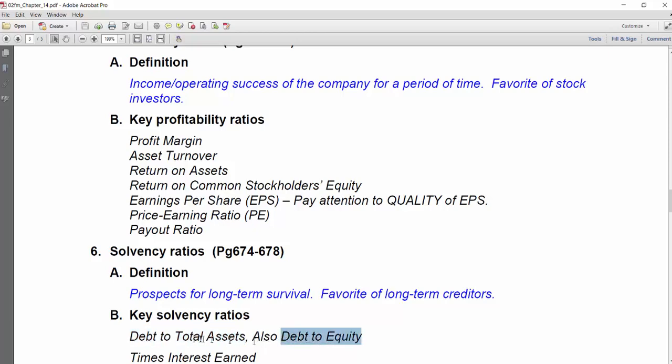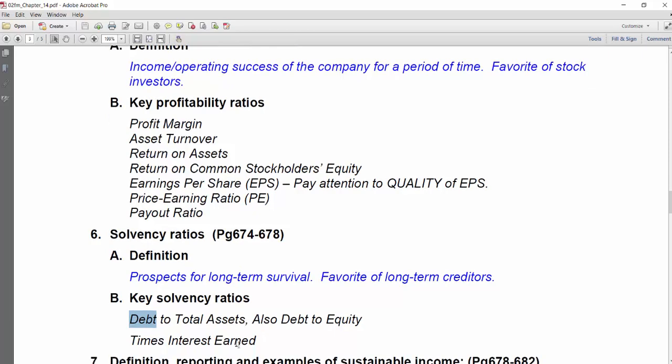There's also debt to equity. So we look at our total liabilities, divide by total assets, or we look at our total liabilities, divide by stockholders' equity, and you'd say things like, for example, 3 out of every $10 of our assets are financed through debt, or for every $1 of equity, we have $2 of debt, or whatever the case ends up being.